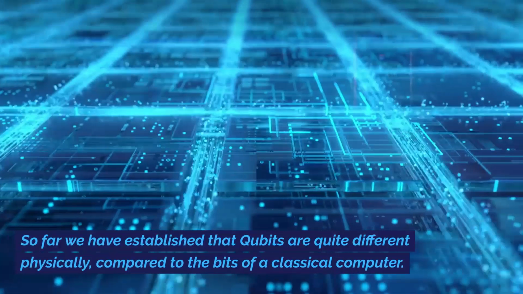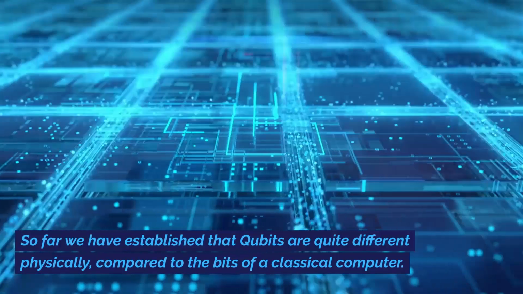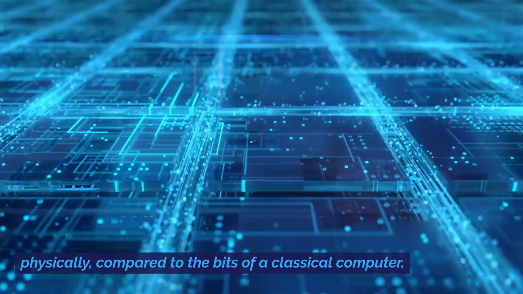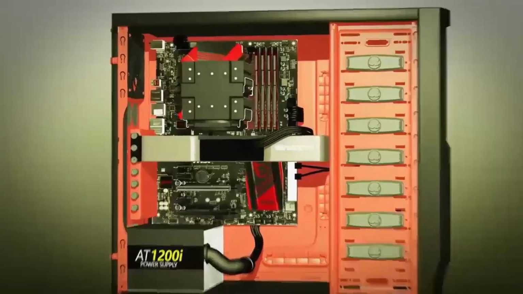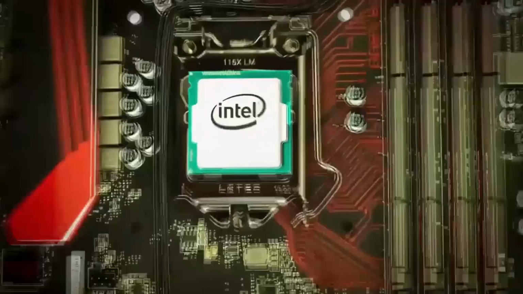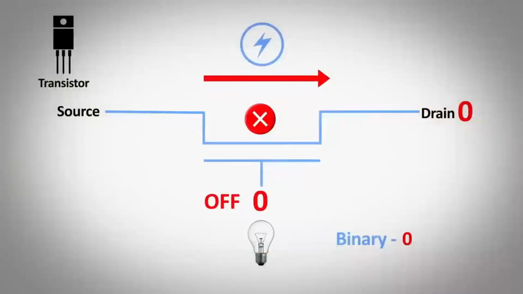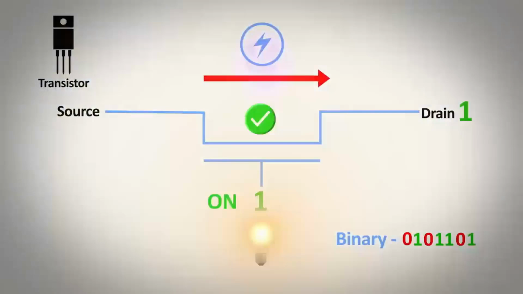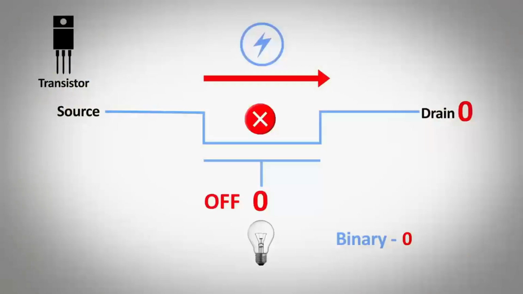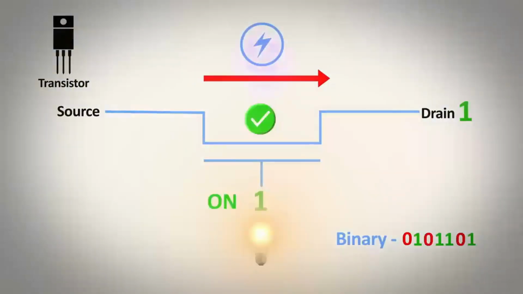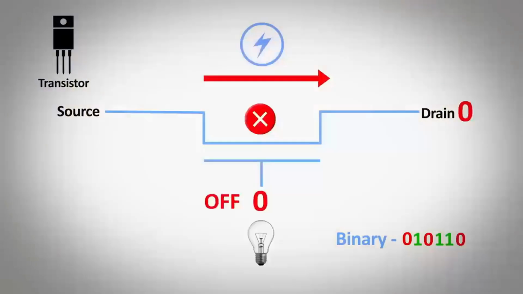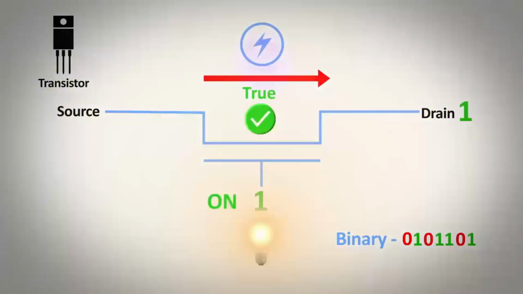So far, we have established that qubits are quite different physically compared to the bits of a classical computer. We know that in a classical computer, we use electrical signals that flow through a circuit. If there is a signal, you have the 1 state. If there is no signal, you have the 0 state. The qubit, on the other hand, is usually stationary. It's located in a physical place on the quantum chip. So they do not flow like classical bits through a gate.